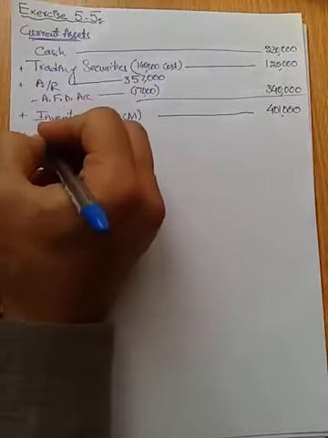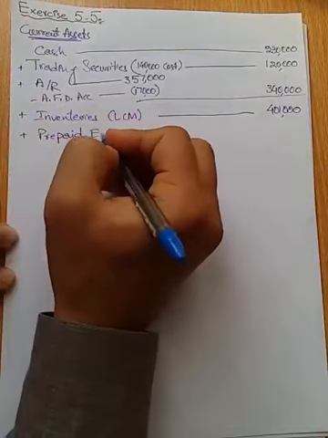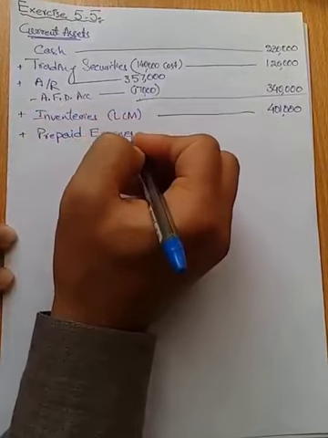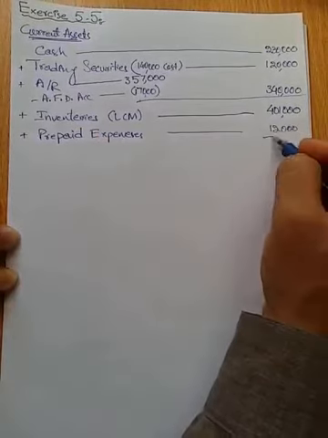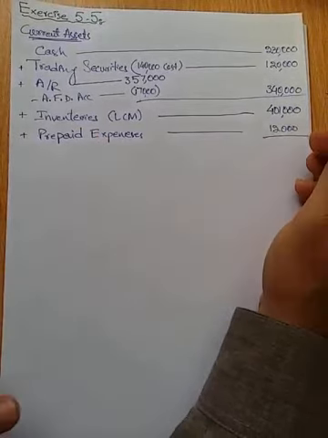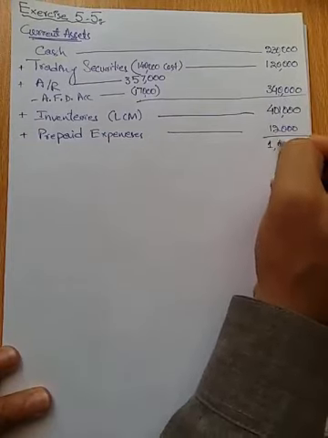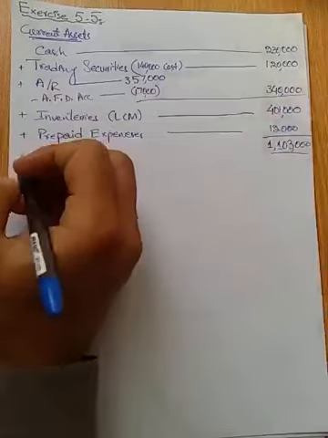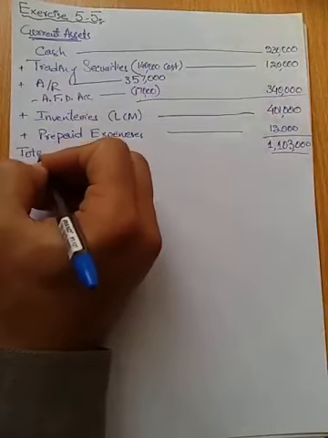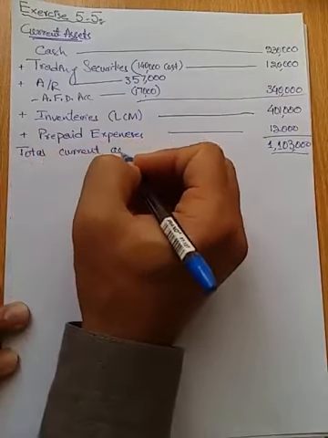So I will write it here, prepaid expenses $12,000, and that's it. Our current assets section is there. We do not have anything left. Let's add all of them. It will become $1,01,03,000. We very confidently call this our total current assets.